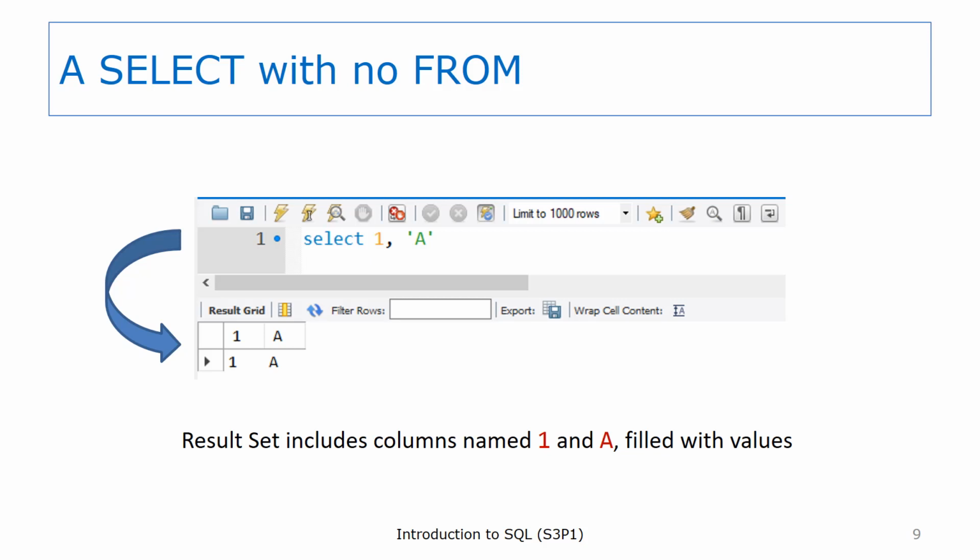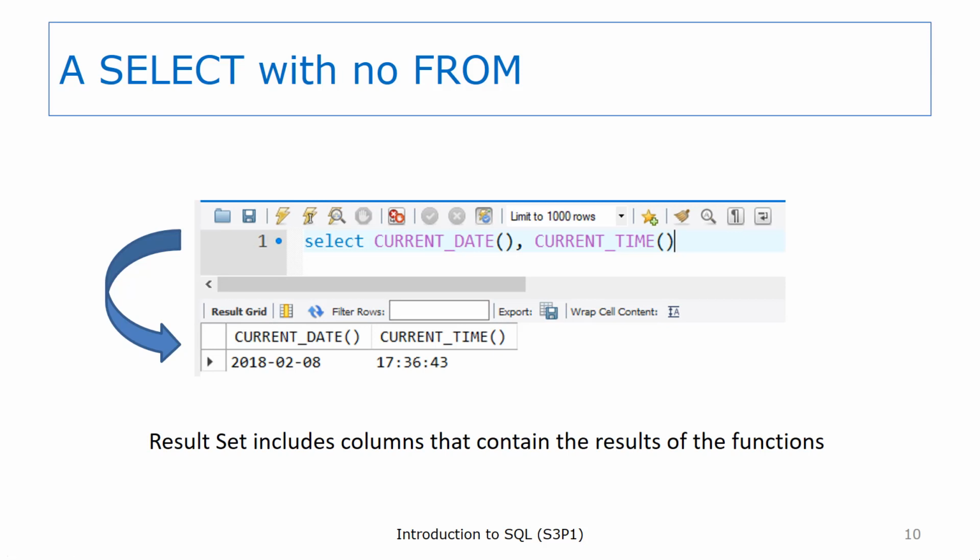You can see in the result grid that there is a row in the result set, and that it indeed has two columns named 1 and A. You can also see that the data values for those columns are set to 1 and A. Here's another example of a select statement that does not have a from clause. So once again, there is no table and no columns to select from. This time, though, you'll see that the data that is displayed is more useful.